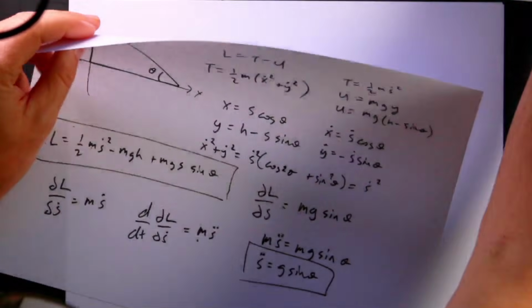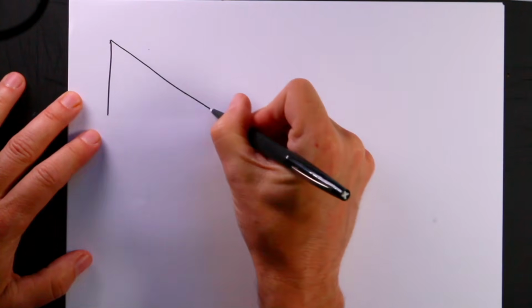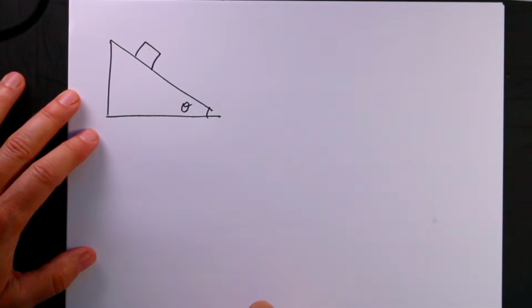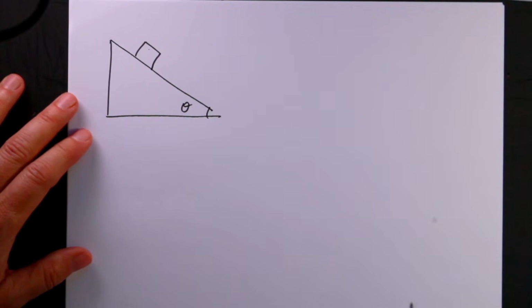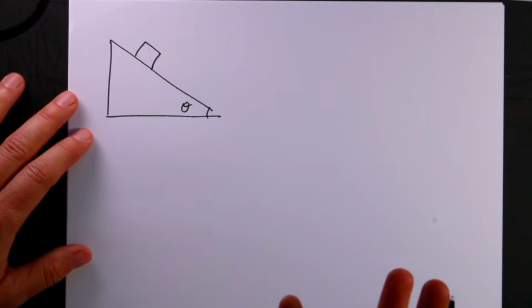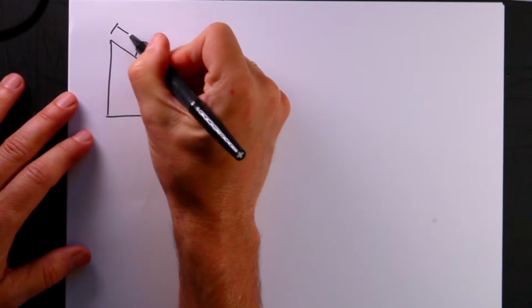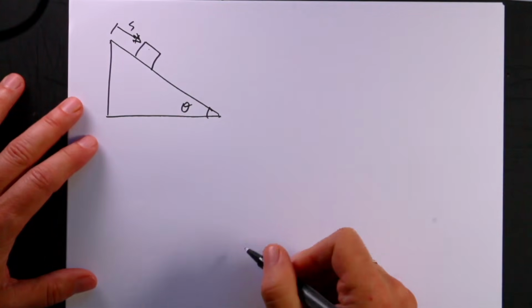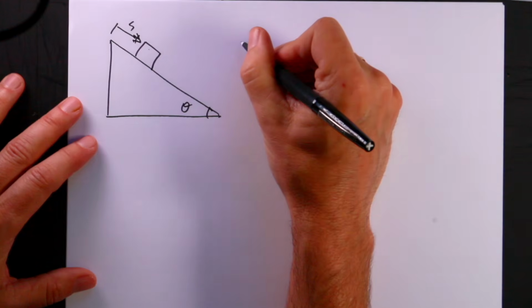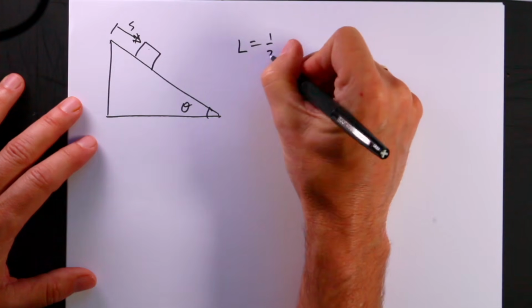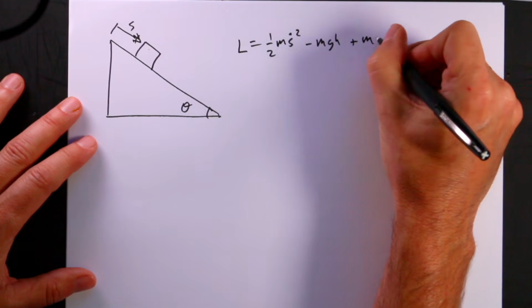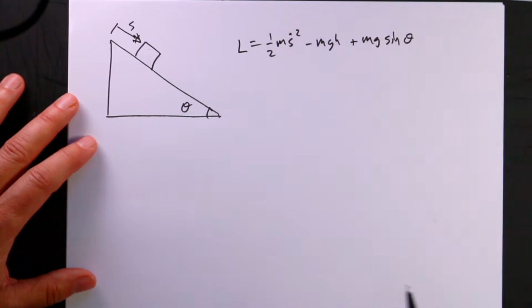Okay, so now the Hamiltonian. So again, let's go back over here. I can use that same variable s. Again, I don't have to use actual coordinates in the Hamiltonian. So I'm going to use this same thing, like I did with the Lagrangian. So I need to first find the Hamiltonian, and to do that, I need the Lagrangian. So I have 1/2 m s dot squared minus mgh plus mgs sine theta. We already had that from before.